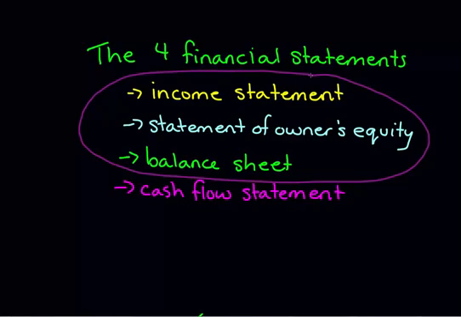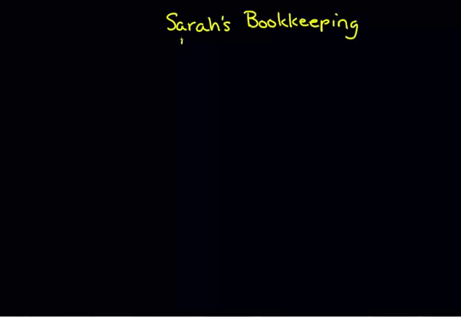So when we're talking about financial statements today, let's pretend that we have a bookkeeping company. And this bookkeeping company is called Sarah's Bookkeeping. Remember that the first financial statement we create is the income statement. And at the top of every single financial statement that we make, we are going to have three things. The first thing is going to be the company name, so in this case, Sarah's Bookkeeping. The next thing we're going to put is going to be the statement name. The first statement we make is the income statement, so let's write that.